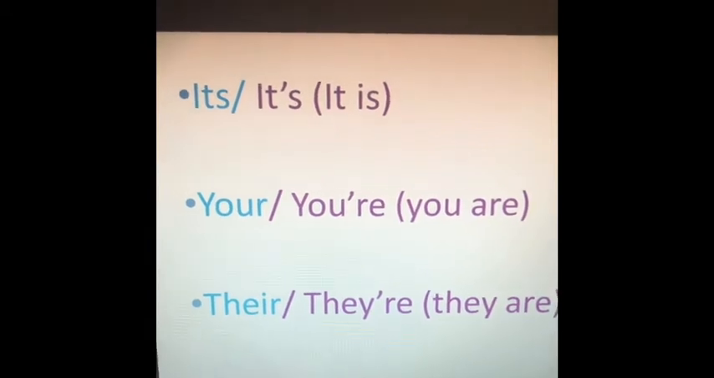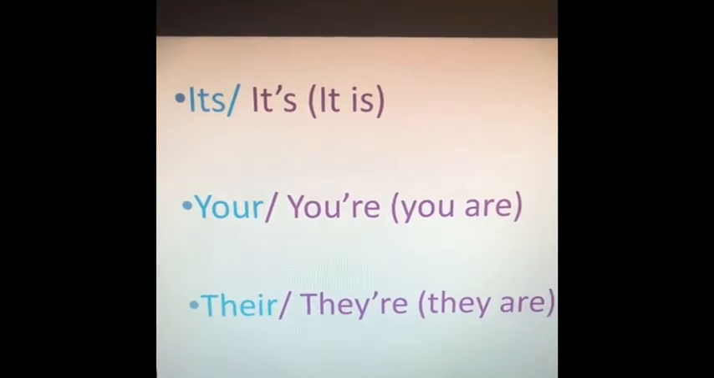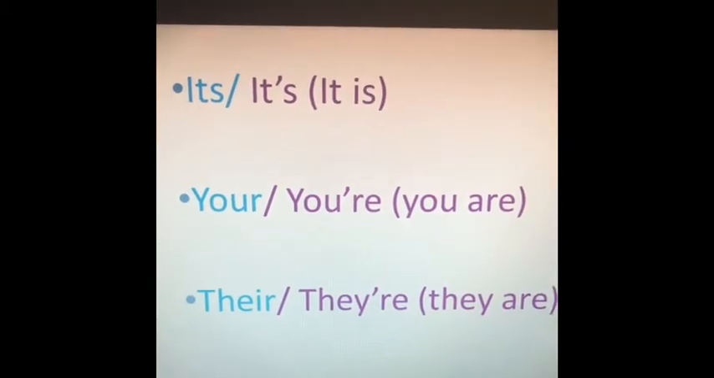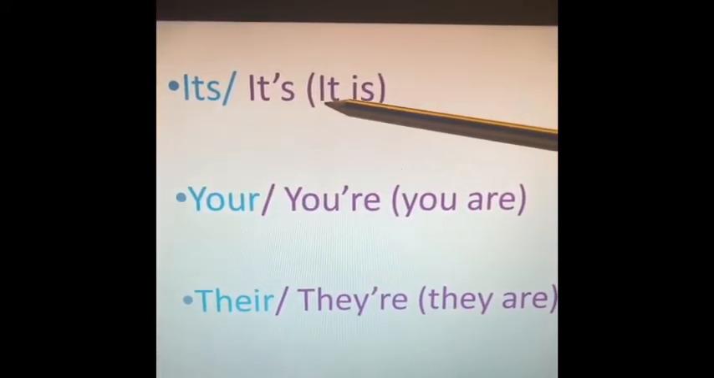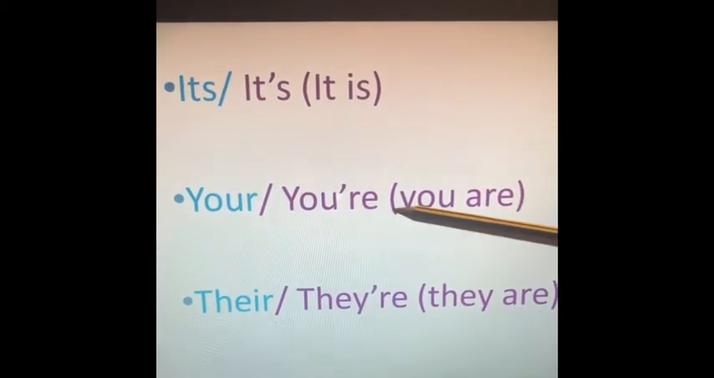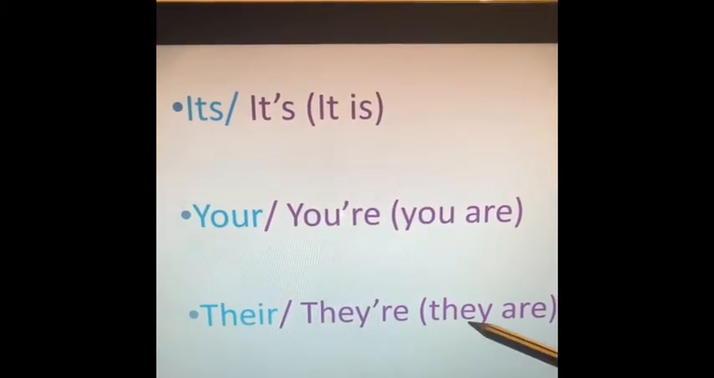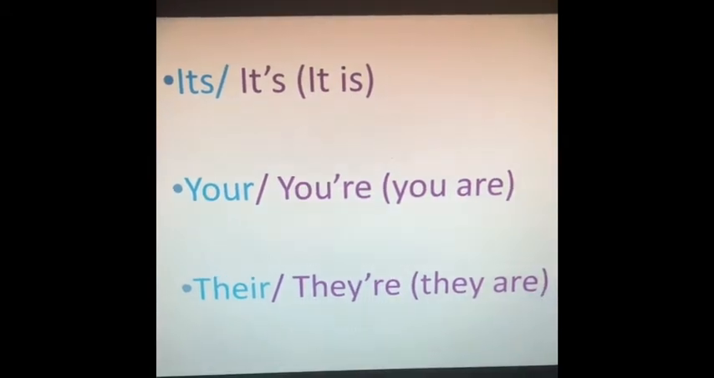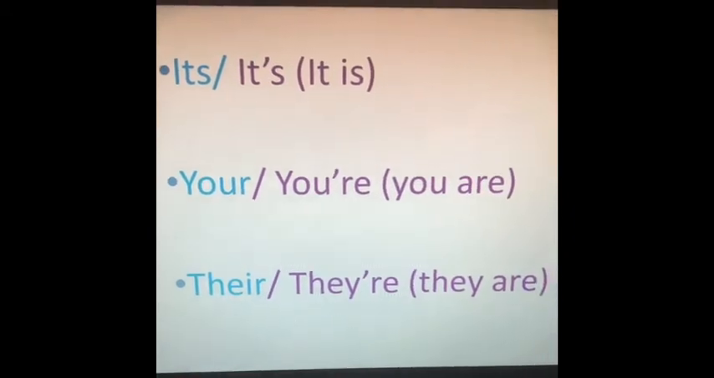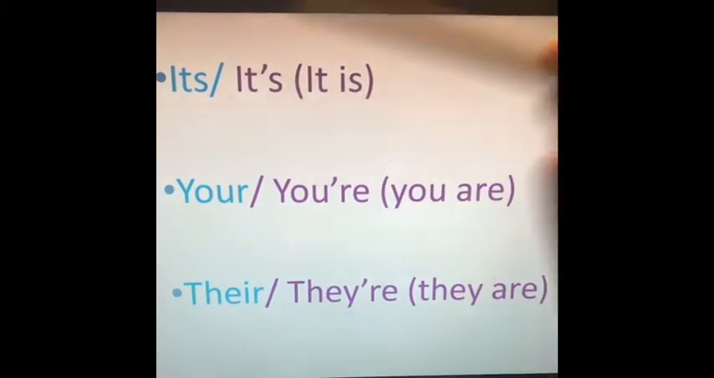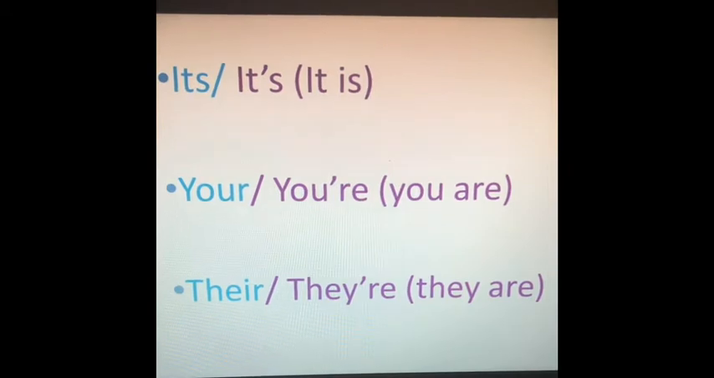Their class is colorful. Now, we want to know how to differentiate between its and your and their as possessive pronouns and it's, which is a contraction of it is, and you're, which is a contraction of you are, and they're, which is a contraction of they are. Okay? Now listen to me. When you find the apostrophe, you will know that this word is actually a contraction of two words.